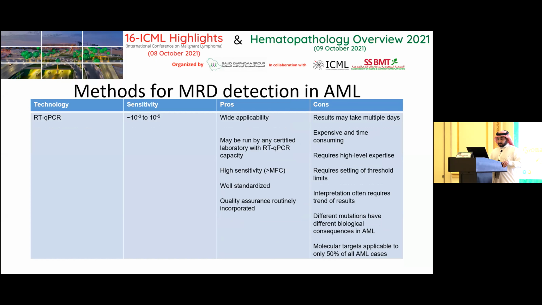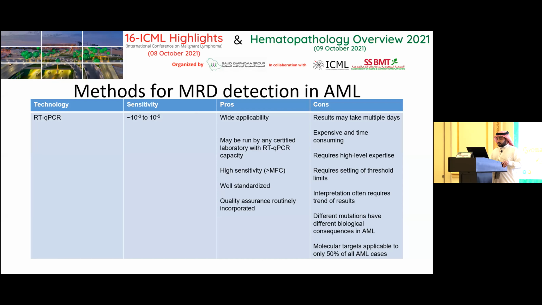RT-PCR, the quantitative method, is also sensitive, reaching up to 10 to the power -5. It is widely applicable and can run in any certified laboratory with this capacity. The sensitivity is high and might be more than flow cytometry. It is well standardized.